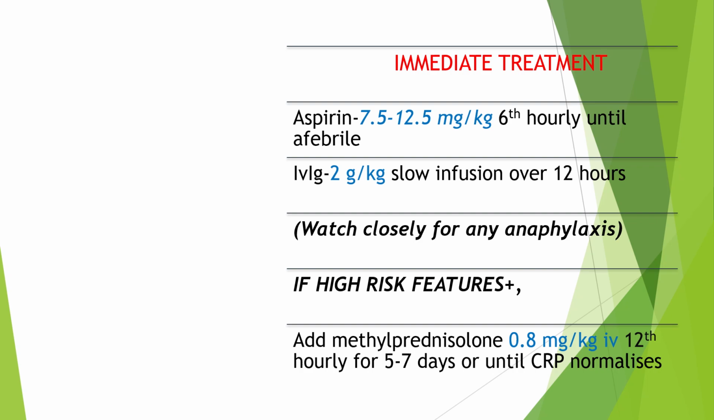If there are high-risk features, I will discuss it later. If there are high-risk features, you have to add methylprednisolone. How much is the dose? 0.8 mg per kg, IV, 12th hourly, for 5 to 7 days or until CRP normalizes. What are the high-risk features? We will discuss in the coming slides.